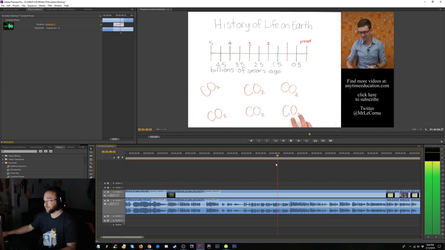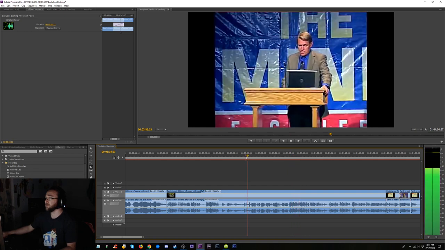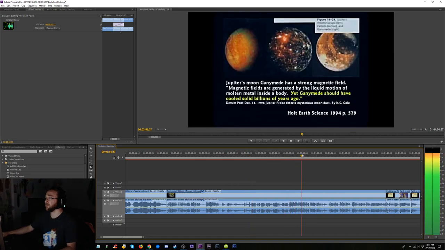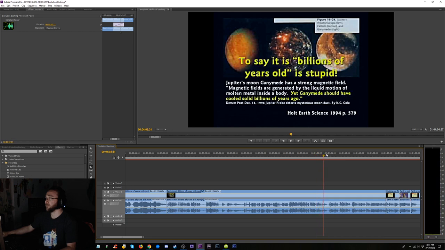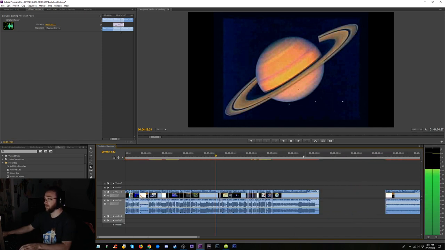This section. The Earth's atmosphere is high amounts of carbon dioxide. Jupiter has a moon called Ganymede, which has a very strong magnetic field. Scientists are... Okay. Now, if we go... carbon dioxide. Jupiter, this because billions of years ago. Why does Ganymede still have a hot molten core? And a stupid. It's just lacking common intelligence. Saturn has rings around it, but the rings are constantly expanding. They're moving away from the planet. To say they're billions of years old is stupid. They can't be billions of years old. They would have been dissipated by now. They're not billions of years old.